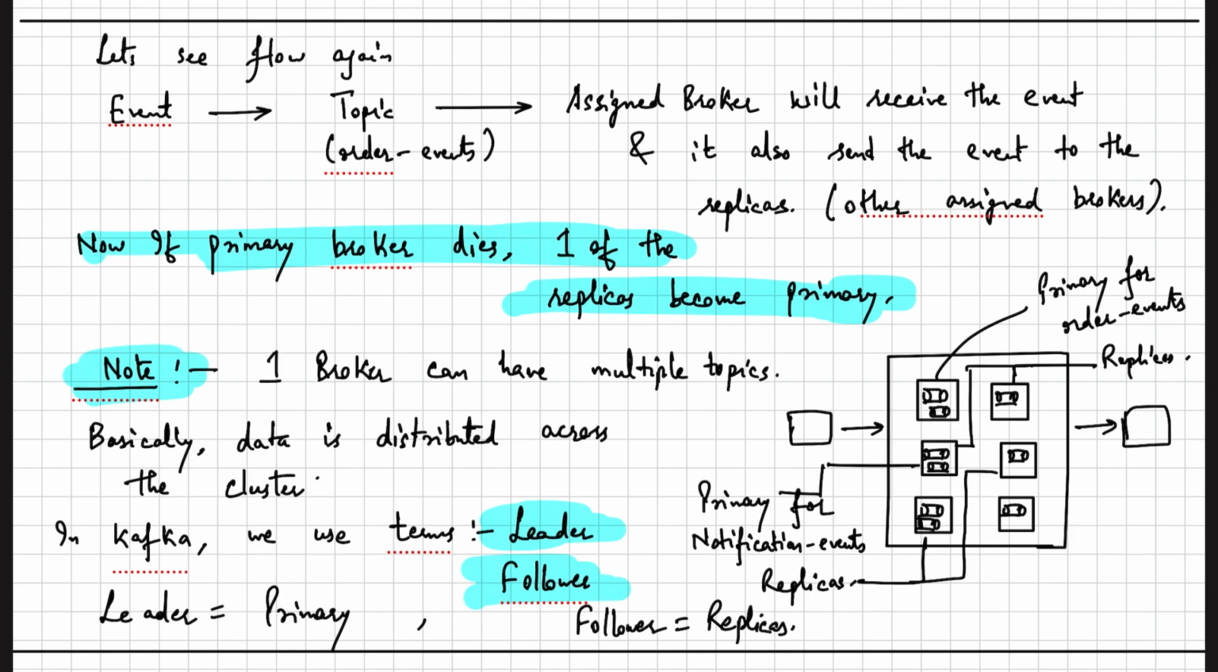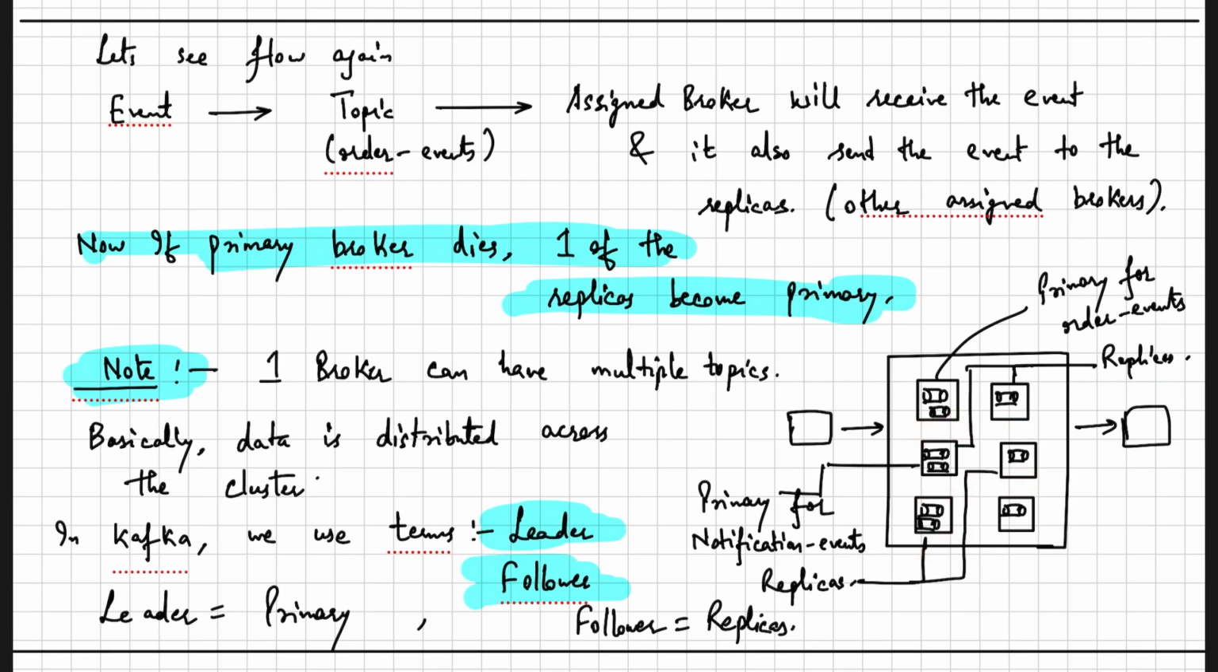Now your next question could be, if the primary broker dies, what would happen? One of the replicas would become primary, because now we have three brokers, right? Primary and two replicas. Now one of the replicas would become primary. Now for example, let's see, in this case we have six brokers, right?